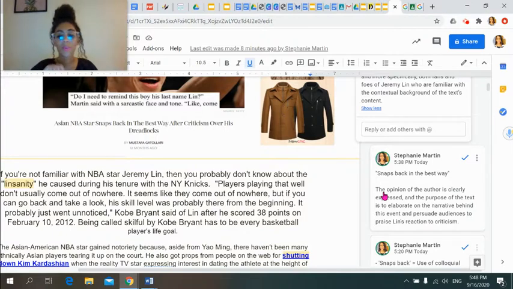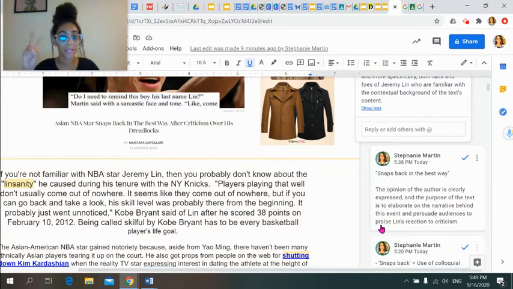This straight away, Year 12, gives us the opinion of the author. So straight away, I know which side of the fence that the author is going to be on. I know their opinion, and I can tell that straight away by saying in the best way that the author is really supportive of what Jeremy Lin has done. So the purpose of the text, I could assume at this point, is to elaborate on the narrative behind this event. They're going to tell us more about it and persuade audiences to praise Lin's reaction to his criticism.